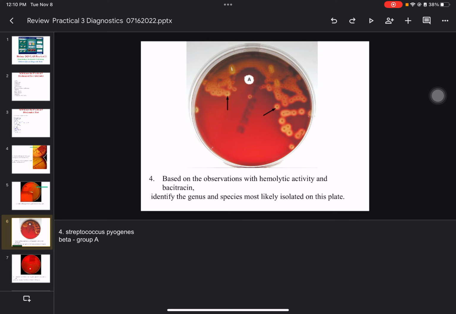All right, here we go, look at here. So now, if you look at this, what is the hemolytic activity here? Is it green? Alpha. What's on the P disc? Optochin. Is this sensitive or resistant to the P disc? Sensitive. So if it's alpha hemolytic and sensitive to the P disc, what is the genus and species? Streptococcus pneumoniae. You cannot just say pneumonia. You have to say Streptococcus.